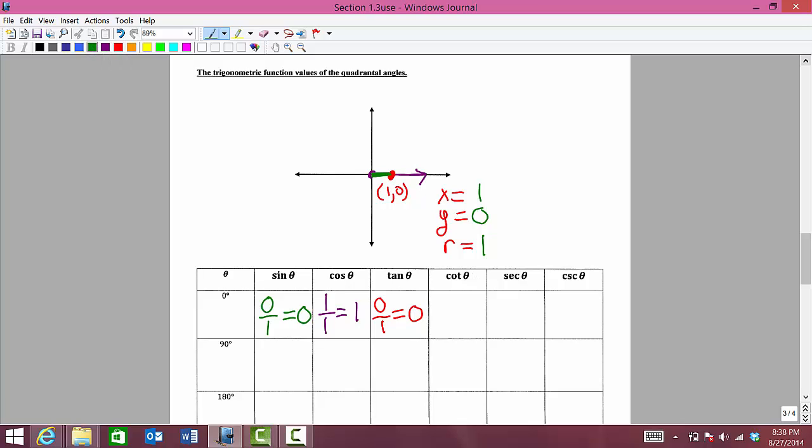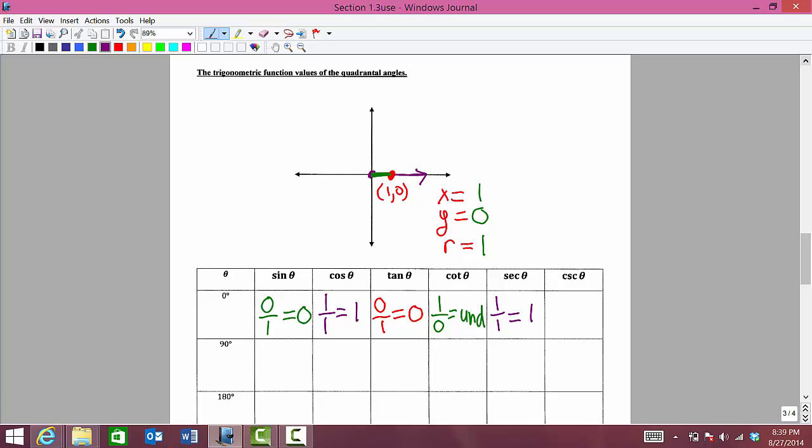Cotangent is the reciprocal of tangent, so that would be x divided by y. And 1 divided by our y value of 0 would be undefined. Secant is the reciprocal of cosine. That would be r divided by x. And we see that 1, of course, is the reciprocal of 1, so that makes sense.